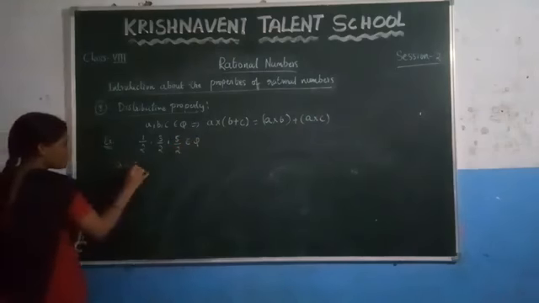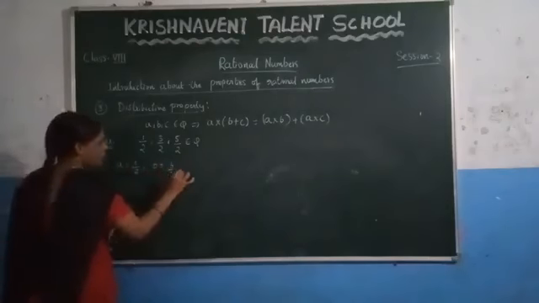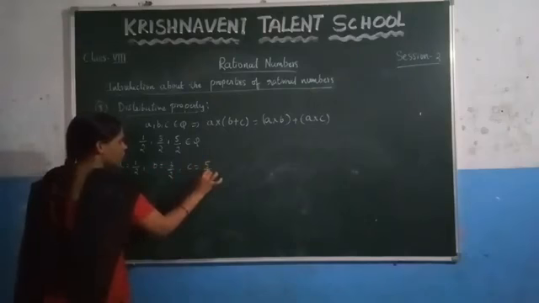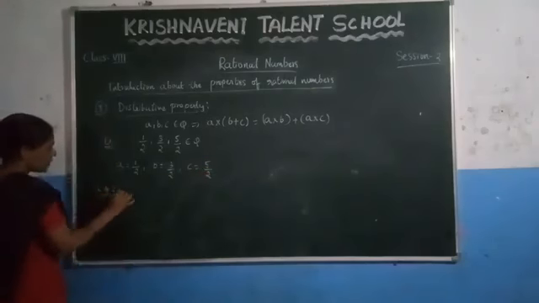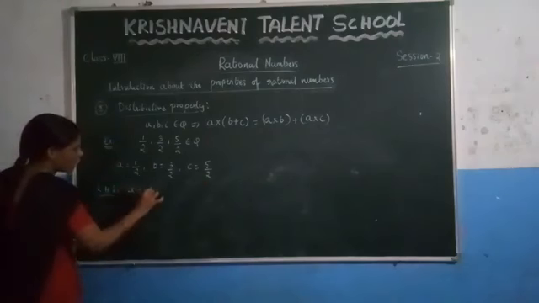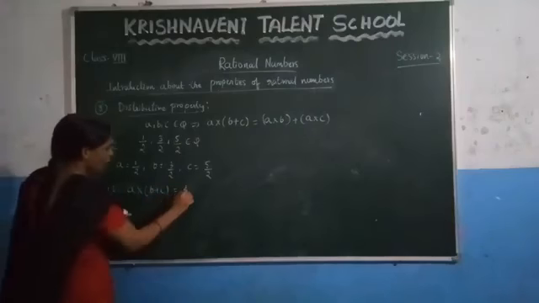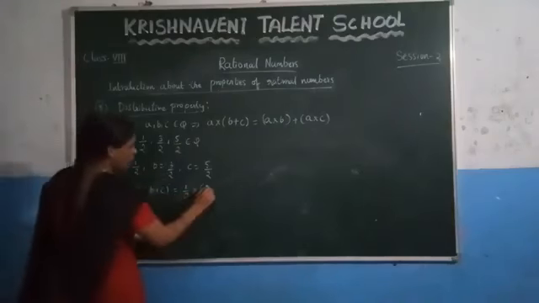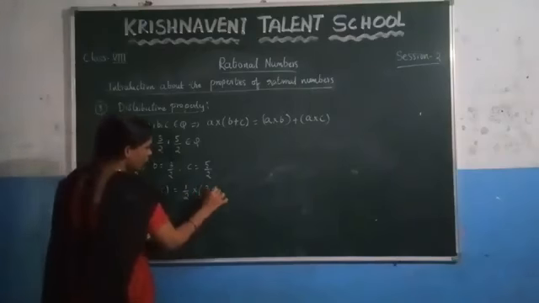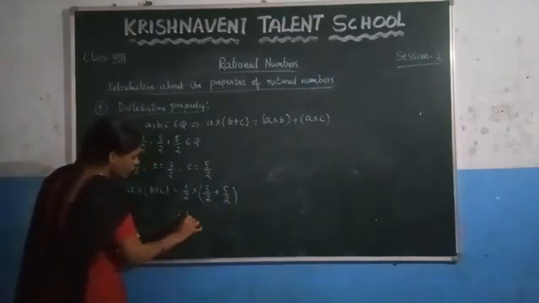Take the A value as 1 by 2 and the B value as 3 by 2 and the C value as 5 by 2. Now check for LHS. What is LHS here? You have to solve A into B plus C. So here, what is the value of A? 1 by 2 into, and what is the value of B? 3 by 2. And what is the value of C? 5 by 2.